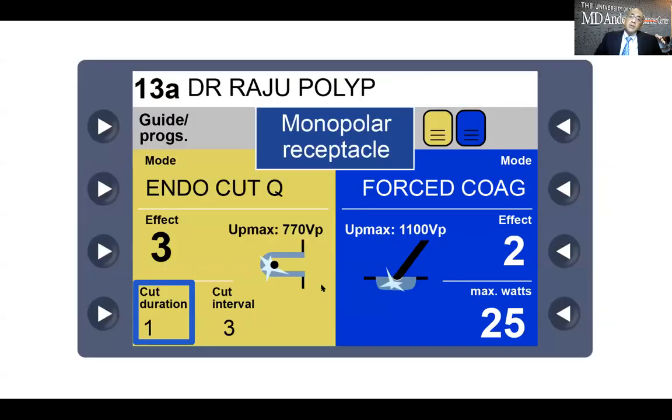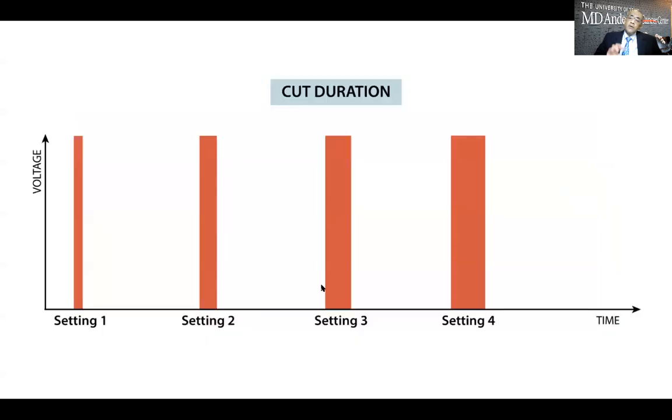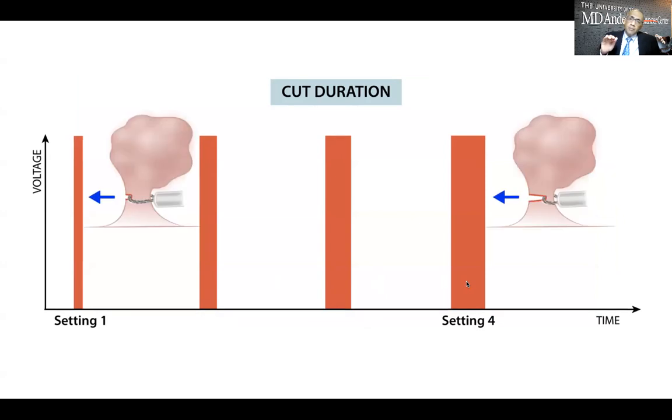Let's talk about the duration. There are 4 settings for duration. Setting 1, 2, 3, 4. As you can see, the bars are lengthening. With the foot on the yellow pedal, with duration 1, you have a short duration cut. With duration 4, you have a longer duration cut. For much better control of your cut, it's better to keep the duration at 1.